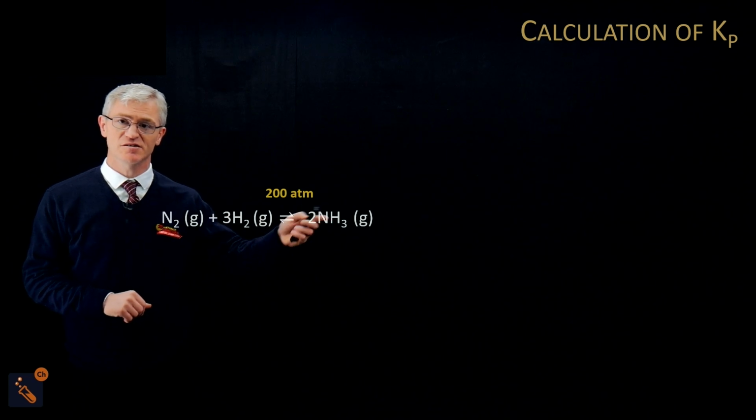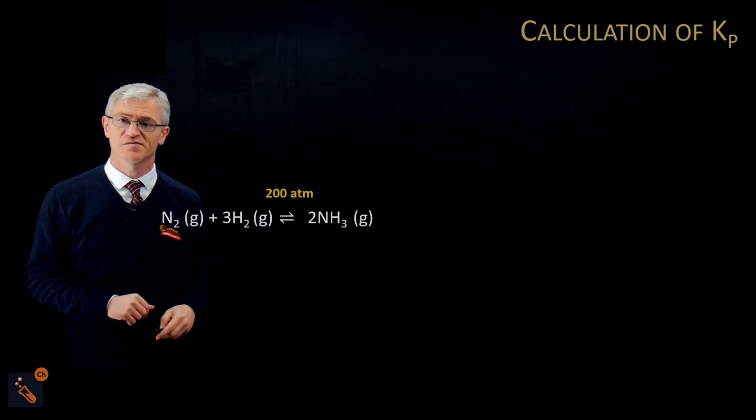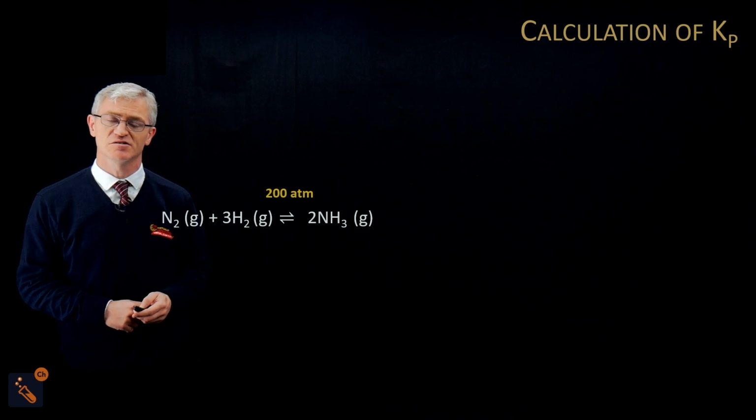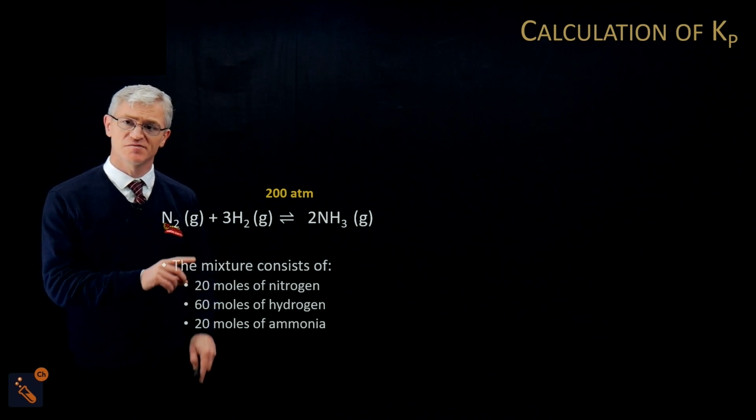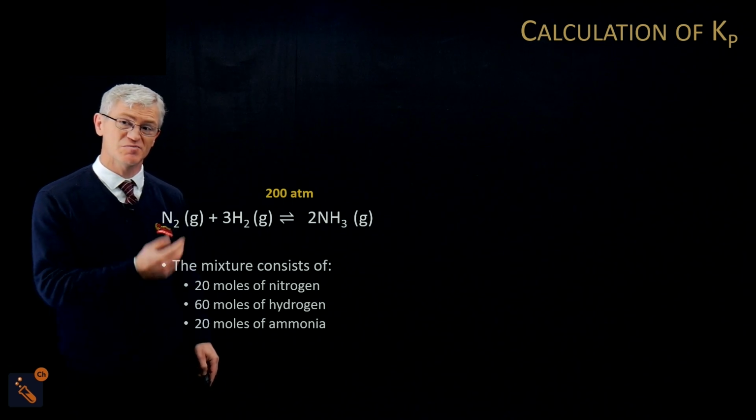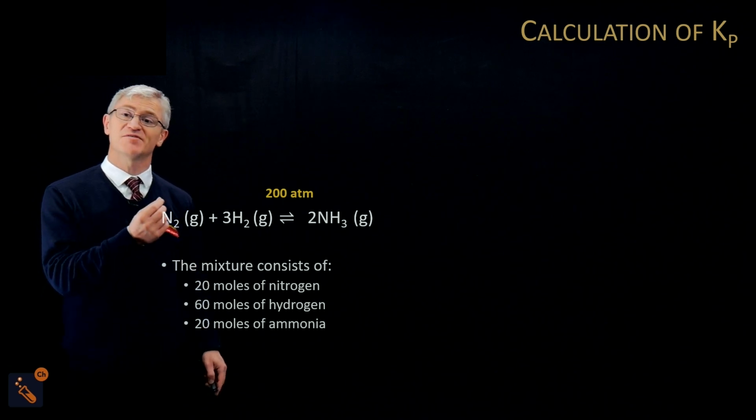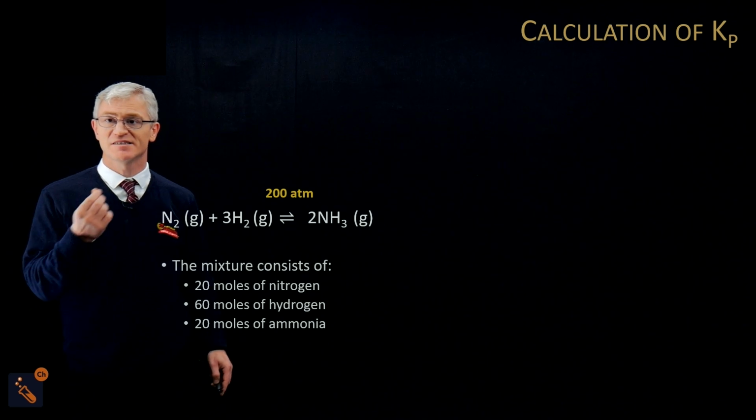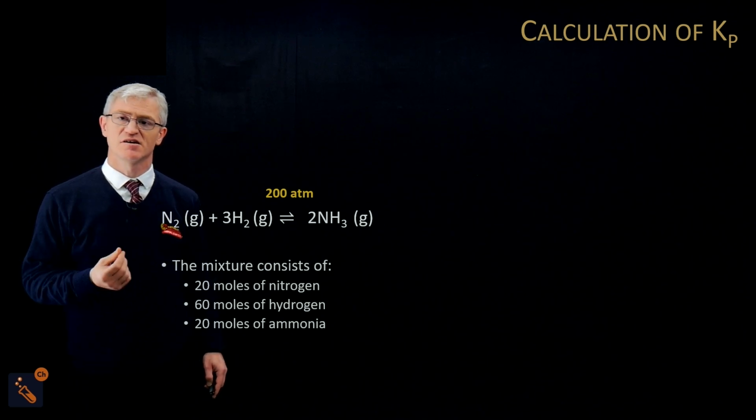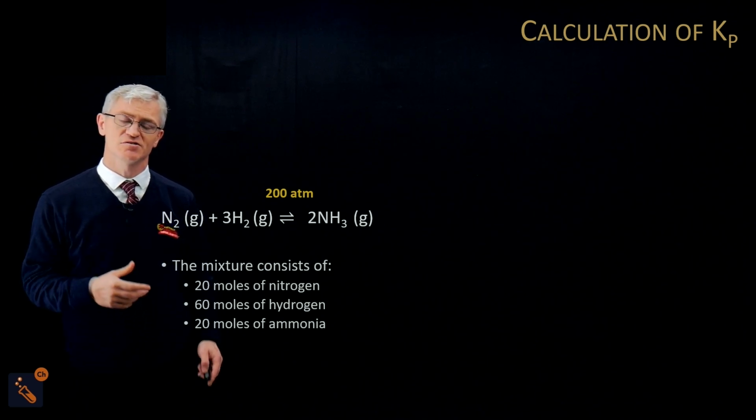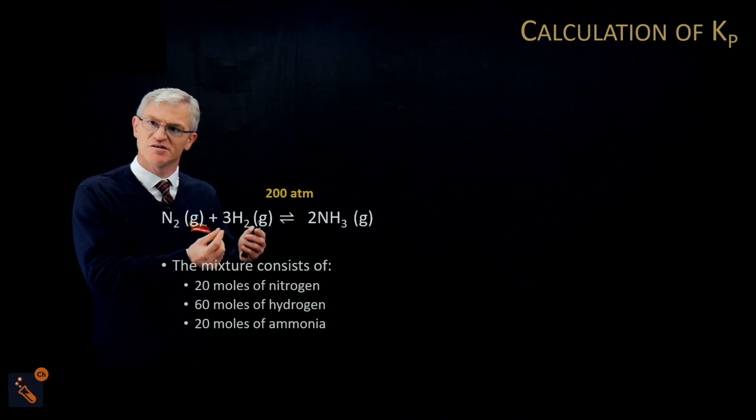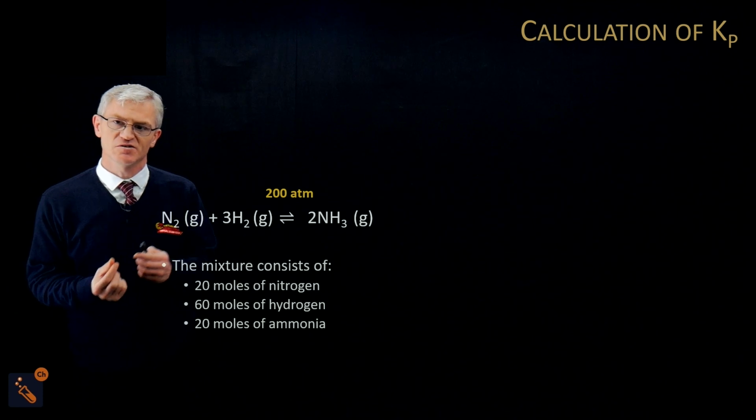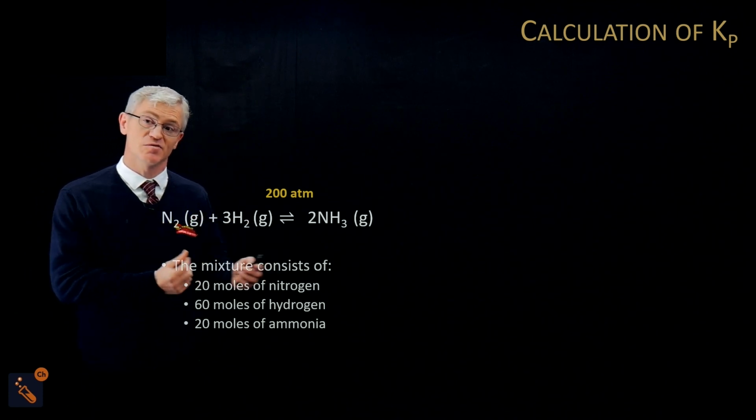Here's our total pressure. We can only use the units of our pressure to get our units for our Kp, but we'll talk about that in a little bit. And the mixture consists of these moles of the different parts. It's been nice to you and given you the moles. You might have to calculate the moles through masses, and that's just mass over molecular mass, or you might have to get the moles from the fact that, remember, at the same temperature and pressure, the volume, if it's the same, has the same number of moles.